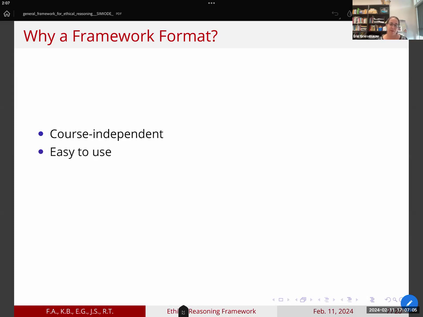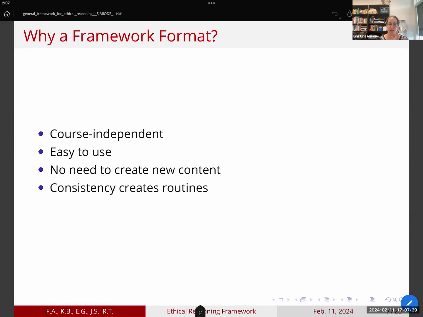We wanted something that would be easy to use because all of us are very busy. Teaching is a lot of work. So we wanted something that wouldn't require a lot of extra work to bring into a class. And part of the reason why it's easy to use is because it doesn't require you to create new content. Our framework takes an existing mathematical modeling activity and builds ethical reasoning into it. So we aren't coming up with any new models. We're just using the ones we already use.